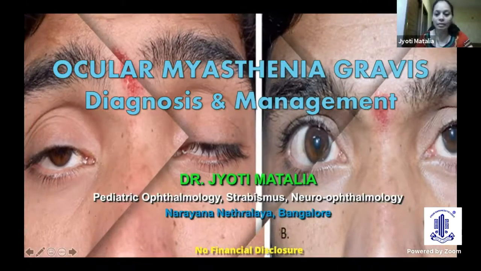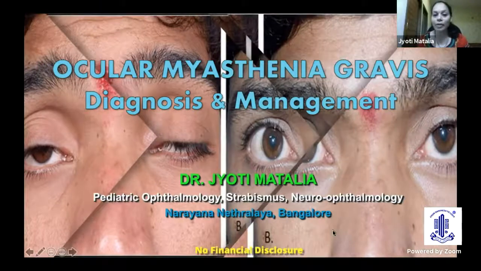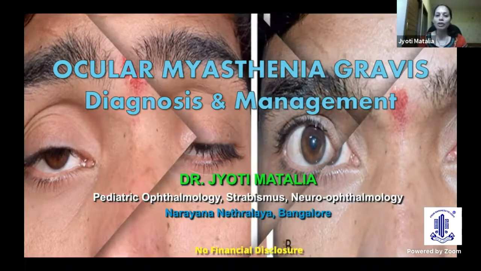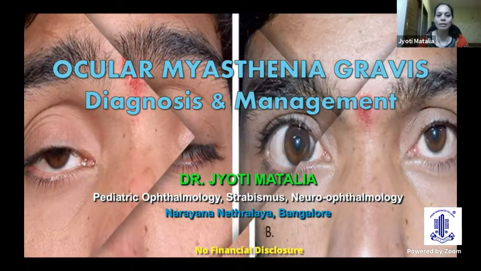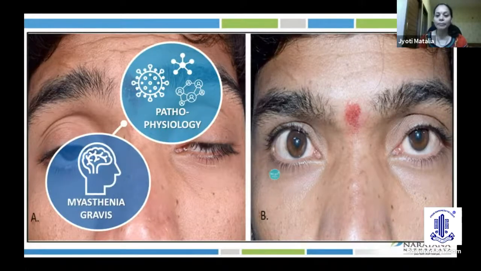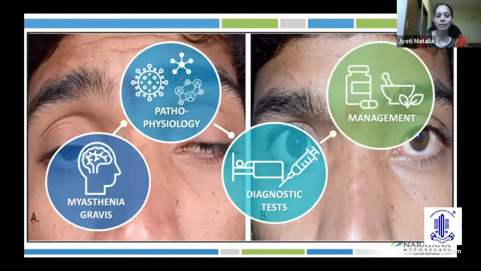Yeah. At the outset, I'd like to thank AIOS, ARC, and Dr. Chitra for this opportunity. I'll be talking on ocular myasthenia diagnosis and management. Talking first about what it is, the definition, the pathophysiology, why it is important in terms of the diagnostic steps and management. So let's come to the diagnosis.